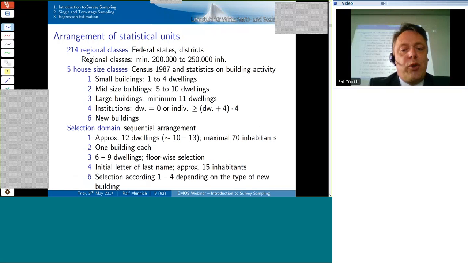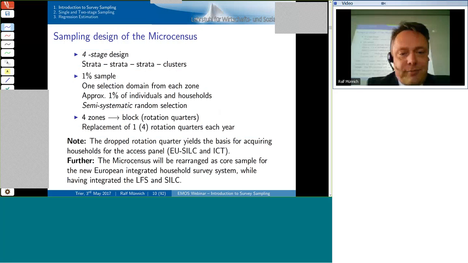And then we have a selection domain, which means that for the small buildings, you put some of them together. And for the large buildings, you take equal ones. And if you have institutions or new buildings, you certainly have to think about the difficulties. So very important to remember, especially if you talk about the variance estimation in the next lecture, is that the sizes we are drawing, finally the small strata, small groups, the differences in the sizes are really extreme.